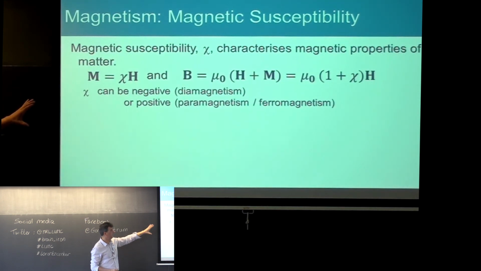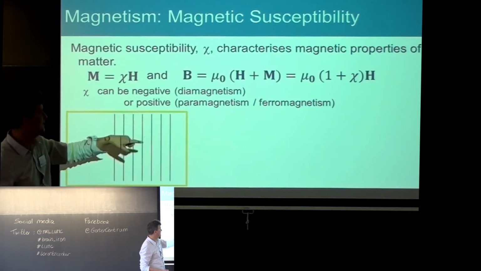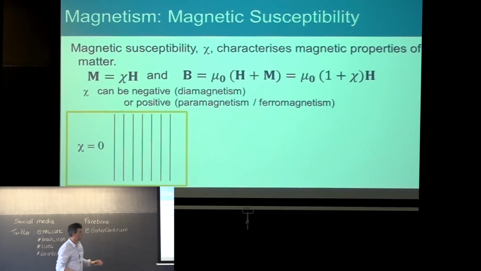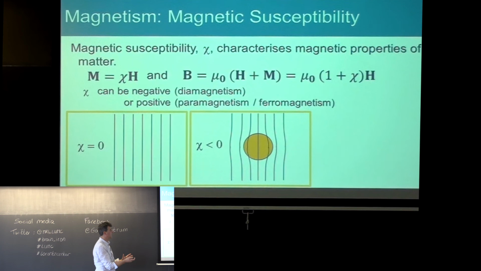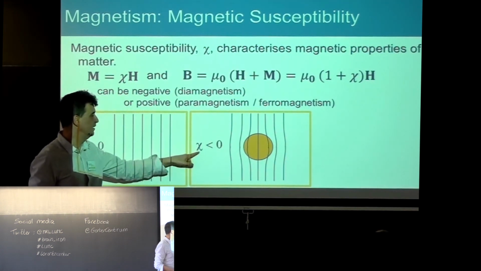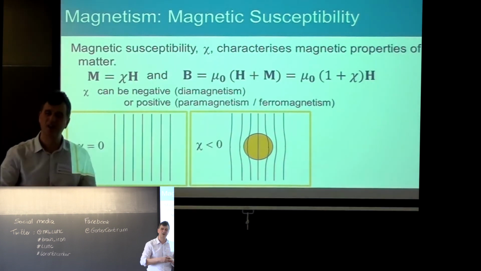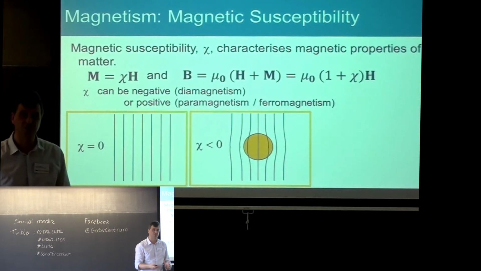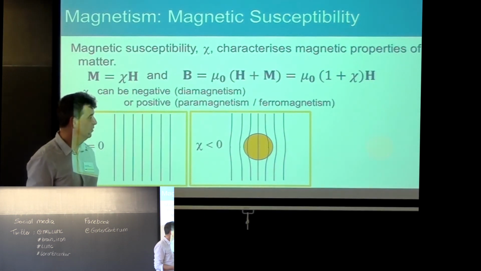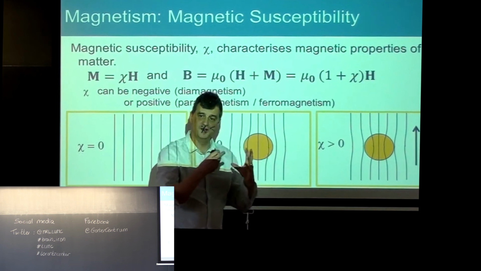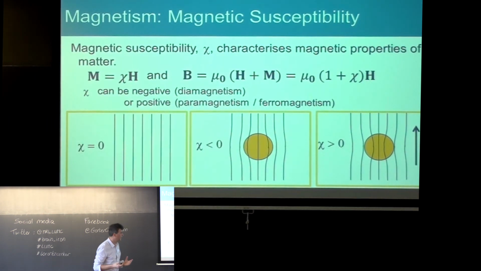Now, susceptibility can be negative or positive. So negative corresponds to diamagnetic materials, positive corresponds to paramagnetic or ferromagnetic materials. So we take a uniform magnetic field in vacuo, and then we place into it a material which is diamagnetic, so has a susceptibility less than 0, negative susceptibility. It acts to try and expel the magnetic field, so it reduces the magnetic field inside the material. Whereas a paramagnetic or ferromagnetic material attracts the field lines and acts to enhance the magnetic field inside it.